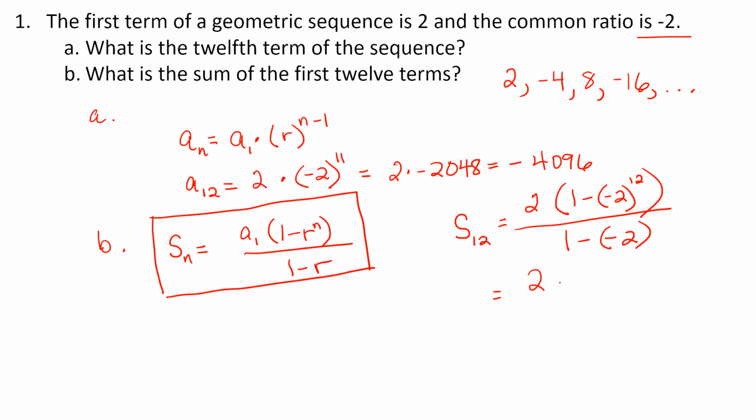So we have 2 times 1 minus -2 to the 12, which is positive 4096. And then we have 1 minus -2, which is 1 plus 2, which is 3, which gives us -2730.